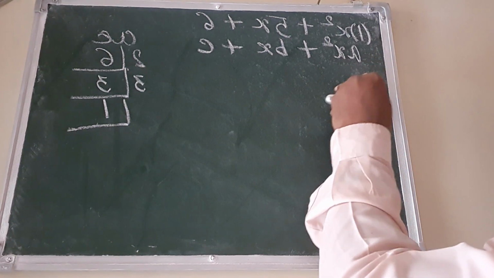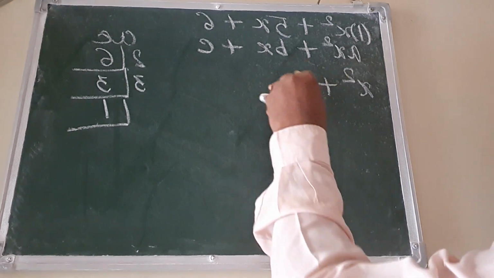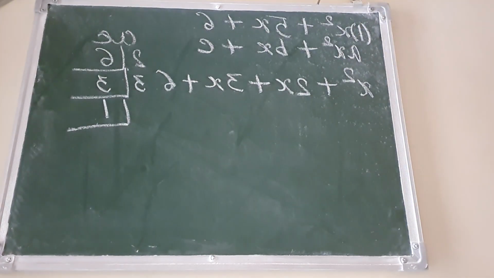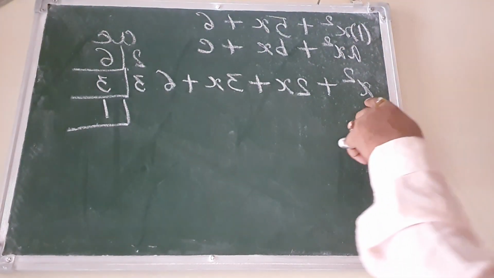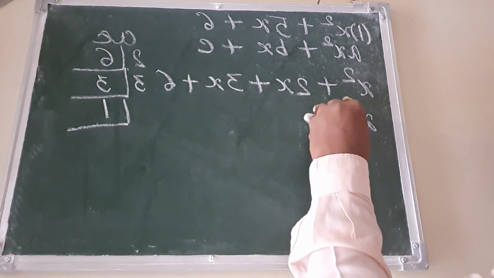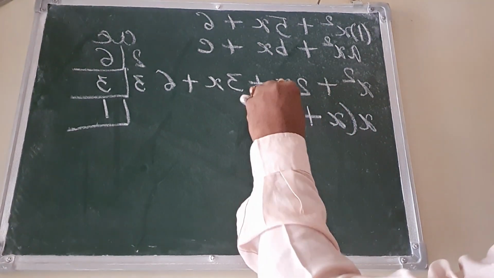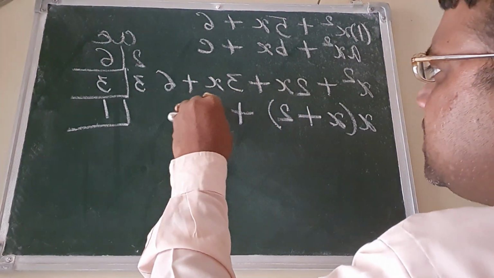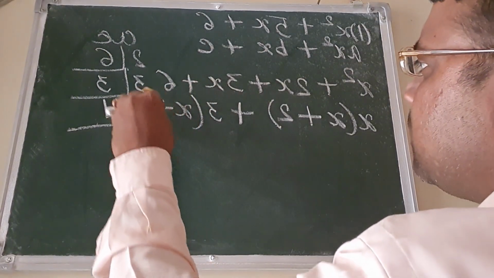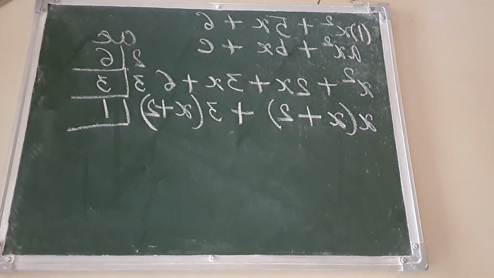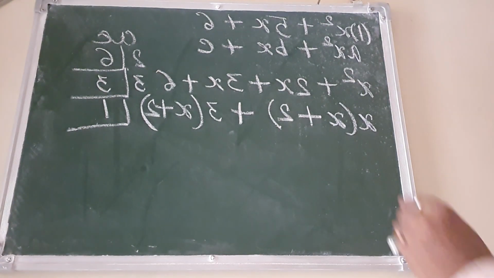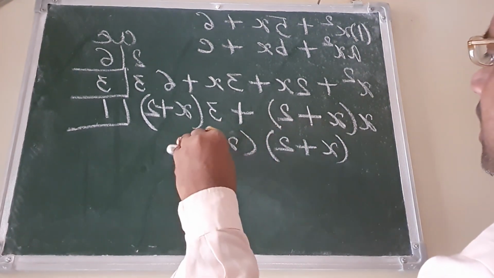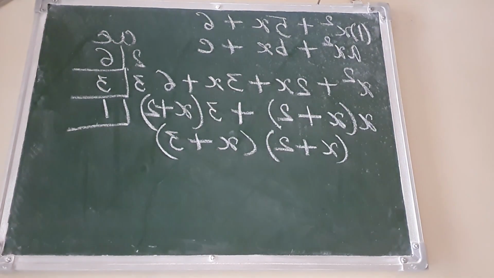So we can write it as x square plus 2x plus 3x plus 6. This is our equation. We are taking the common x from the first two terms, so in the bracket it comes out to be x plus 2. Now plus, in the remaining two terms, 3 is common, so it comes out to be x plus 2. So both the terms are the same, taking common x plus 2 from both the terms, so it comes out to be x plus 2 into x plus 3. So these are the factors.